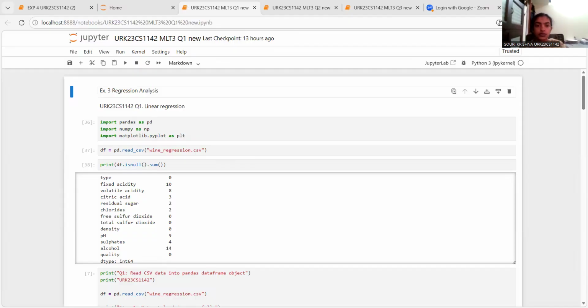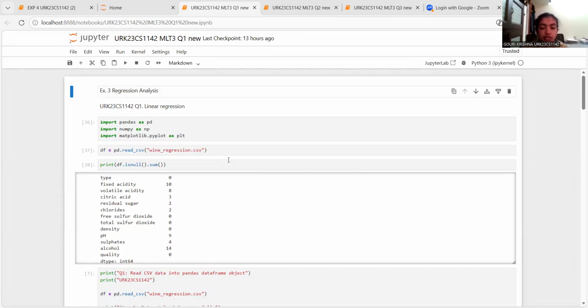So today we will see the third experiment in MLT lab, which is linear regression, multiple linear regression, and logistic regression. So we'll see the codes. So yeah, okay. So this is the first one.